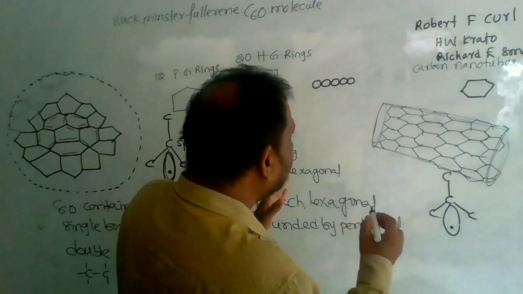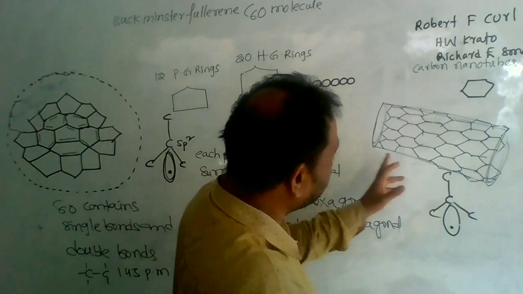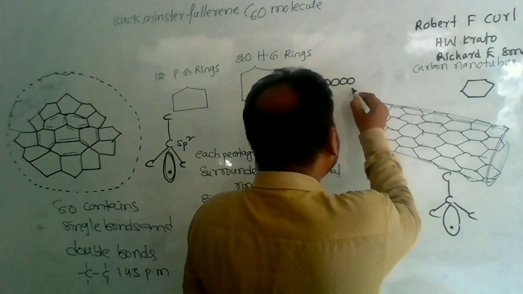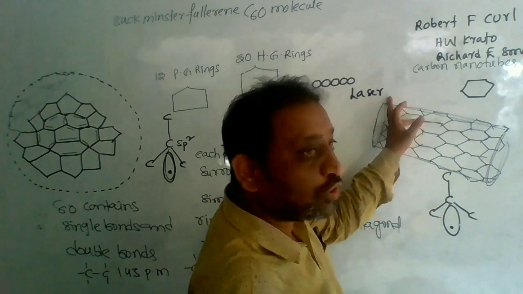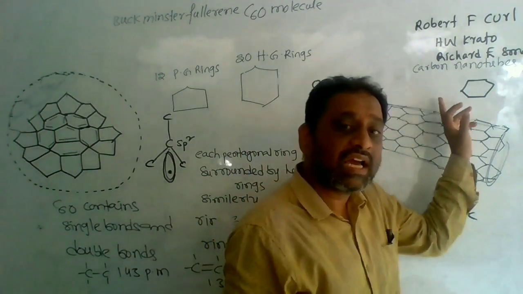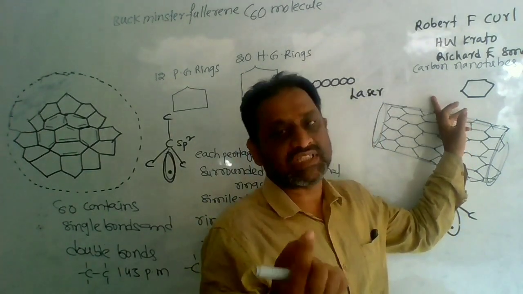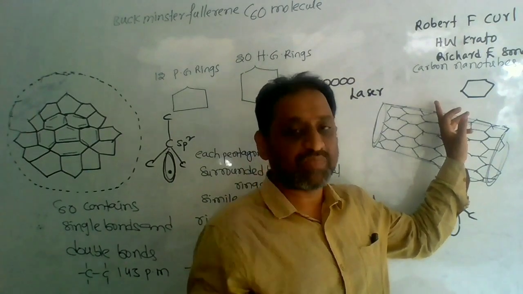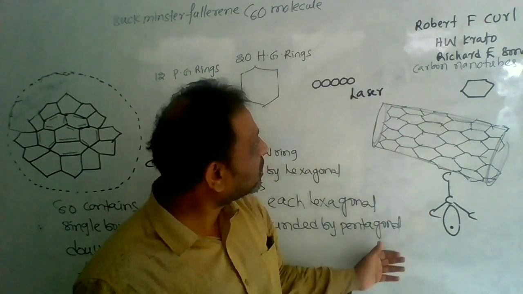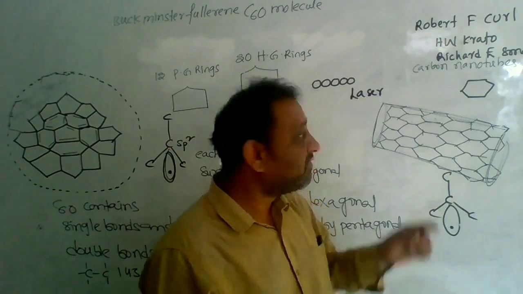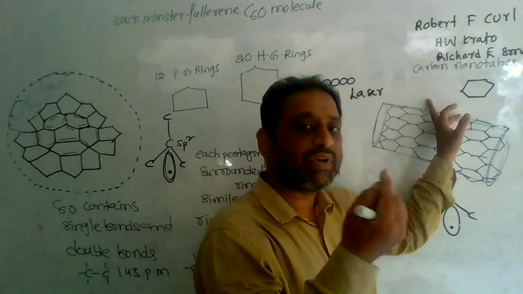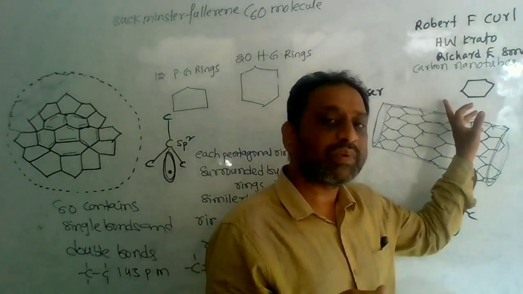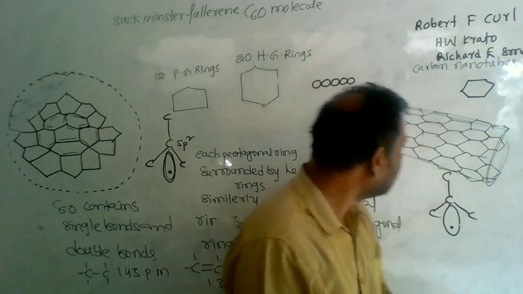Nanotubes are obtained when laser rays are allowed to fall over graphite vapors, carbon vapors at high temperature. Nanotubes are prepared when laser rays are allowed to fall over the carbon vapors or graphite vapors at high temperature.